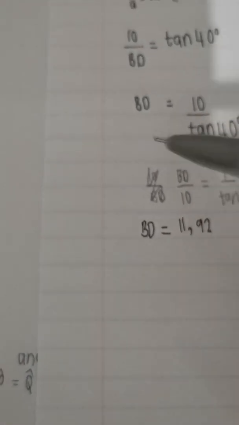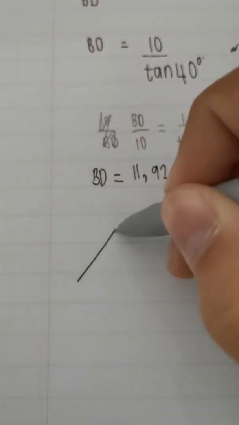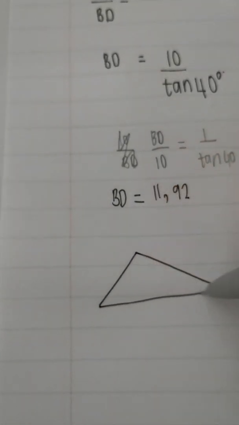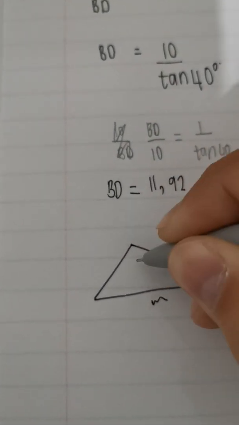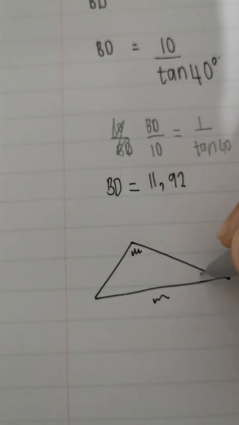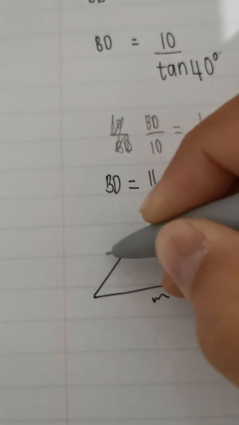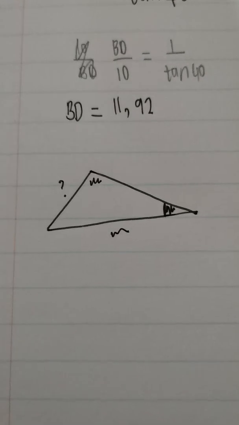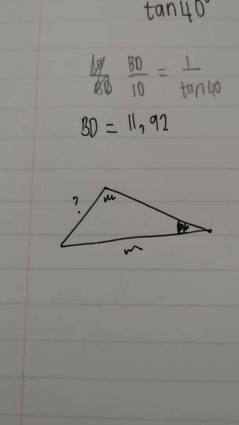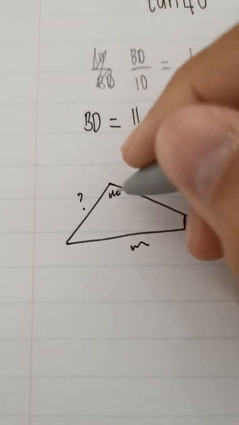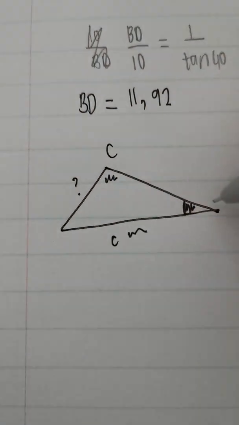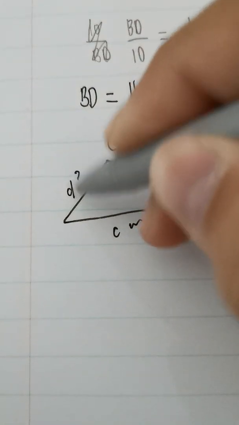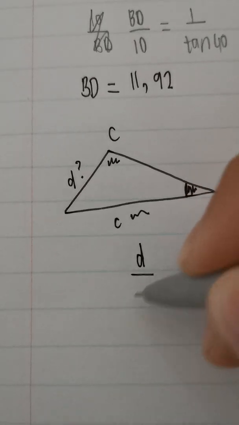Okay, now let's talk about triangle BCD, this one over here. We have information about this side, we have information about this angle, and we need information about this angle. So which rule would we be using? Sine or cos? This looks like a sine rule. So I'm going to say, this is C, this was D, so I'm going to say D over sine.